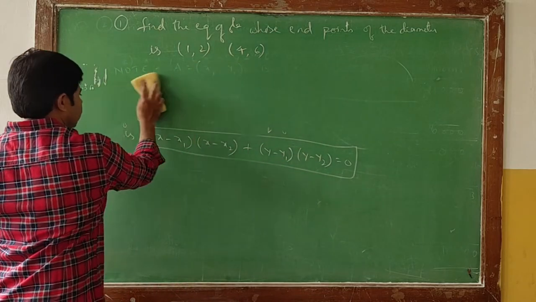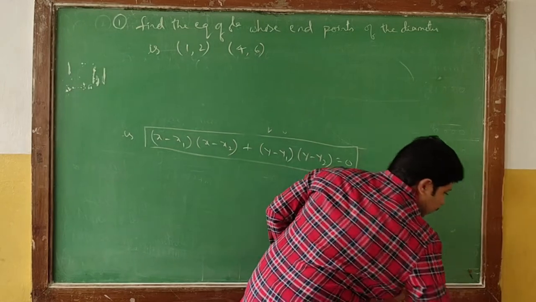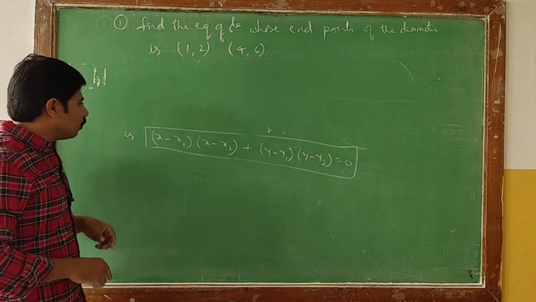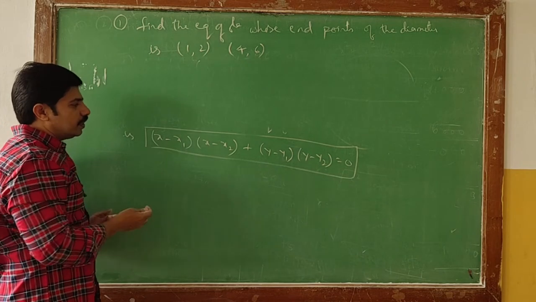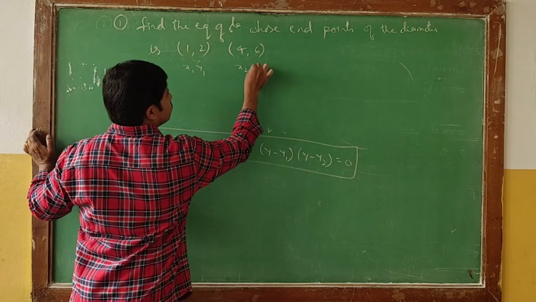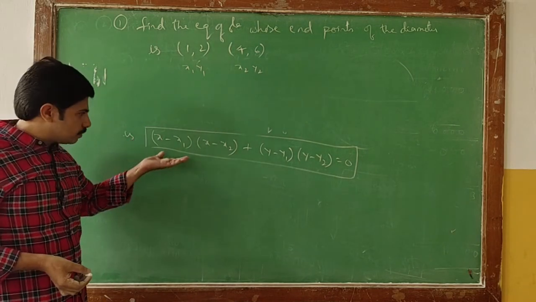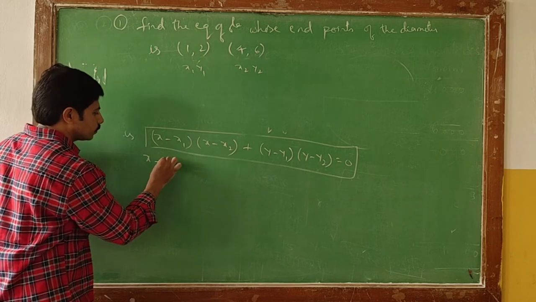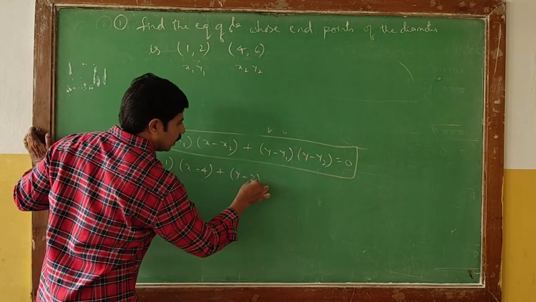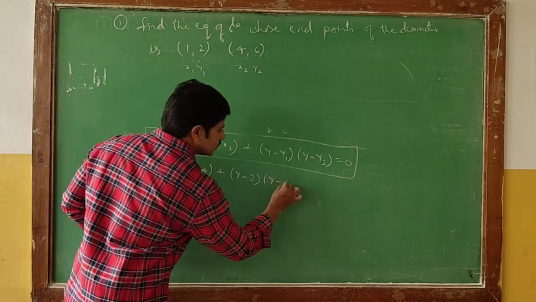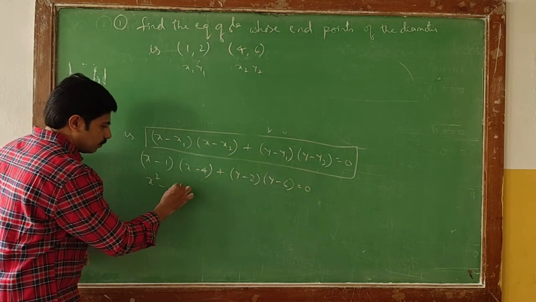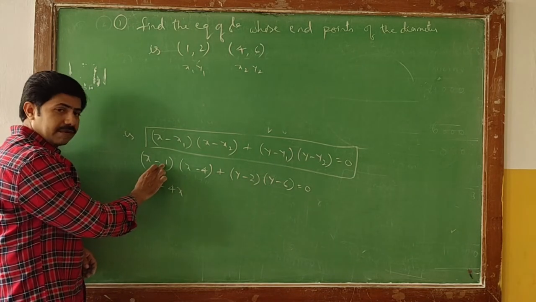Now here, before solving the problem, just go through the question. Find the equation of circle whose endpoints of the diameter are 1, 2 and 4, 6. When two endpoints of diameter of a circle are given, x minus x1 into x minus x2 plus y minus y1 into y minus y2 is equal to 0. So, x1, y1, x2, y2. Since the endpoints are given, I'll just substitute in this. So x minus x1 into x minus x2 plus y minus y1 into y minus y2, y2 is 6, is equal to 0. Now we have to multiply this. So first with x we multiply. x square minus 4x. Now multiply with minus 1.